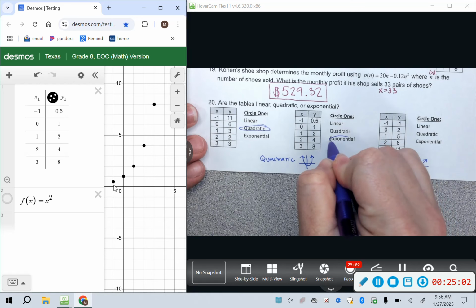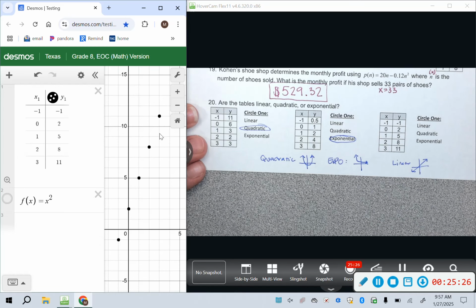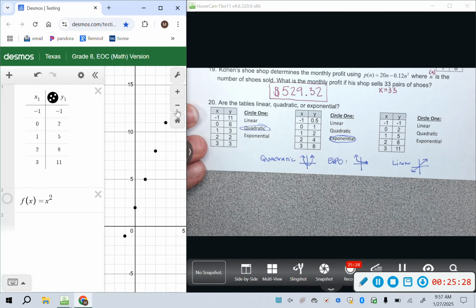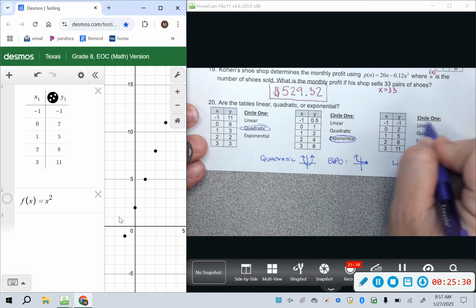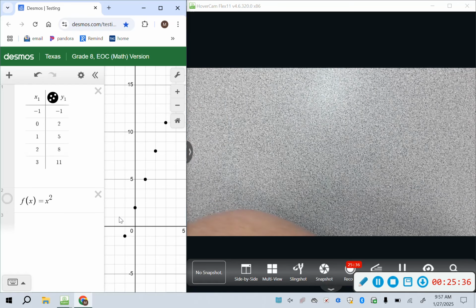Okay, here I have -1, 2, 5, 8, 11. So if you look, these are a very straight line. And again, push this, very straight line. So these are linear. Okay, last page.